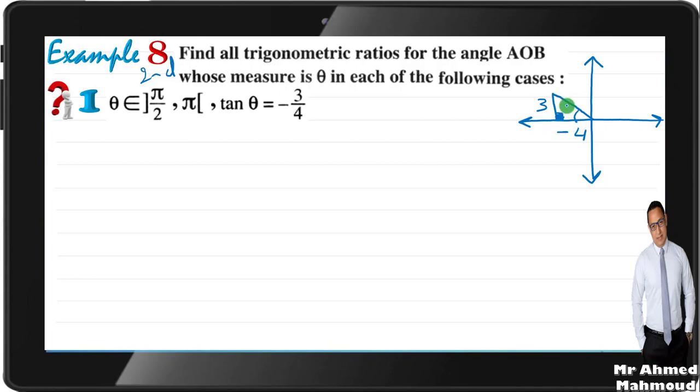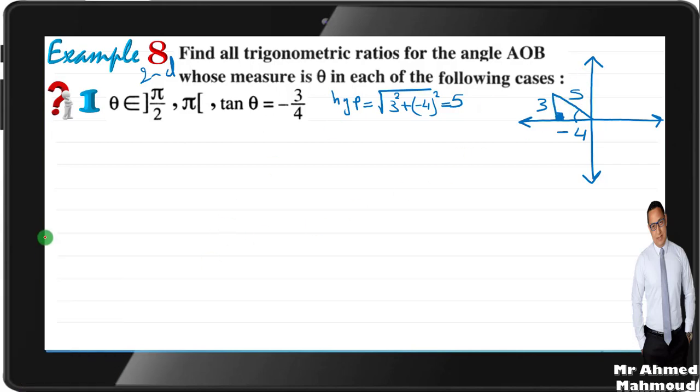By using Pythagoras, the hypotenuse equals the square root of 3 to the power of 2 plus negative 4 to the power of 2, which equals 5. So the hypotenuse equals 5. Now I can conclude all the trigonometric ratios for this angle by using this triangle.